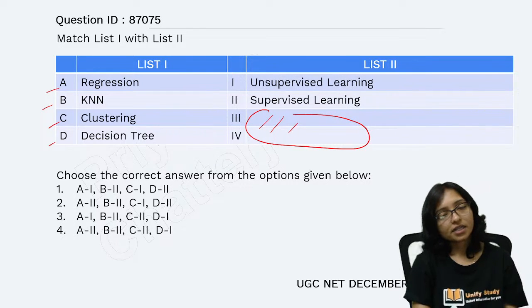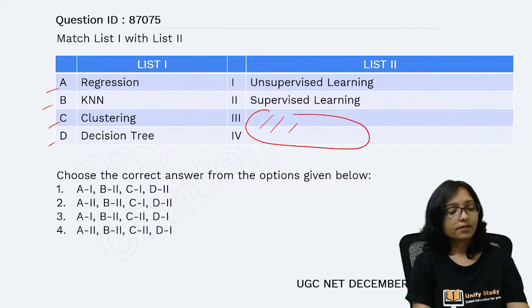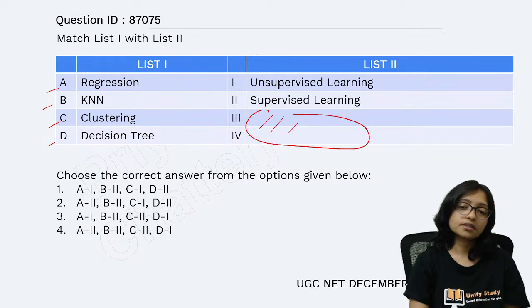Everyone try to participate on the poll. It will increase your efficiency. It will not help me, it will help you. Only 20 students, 25 students are participating till now.